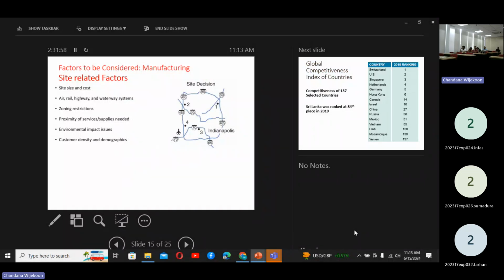Likewise, relocating due to various different political reasons, economic reasons, natural disasters also. And yes, it covers almost everything.